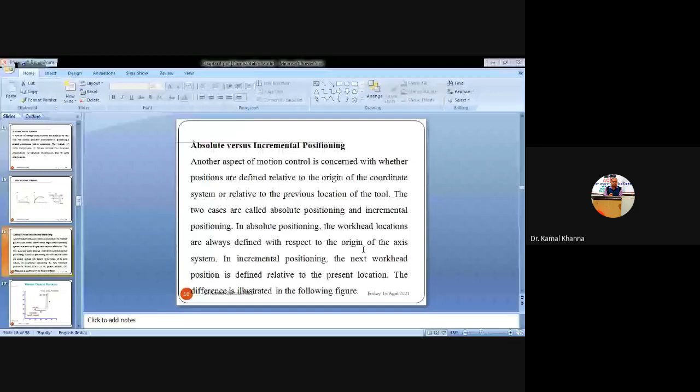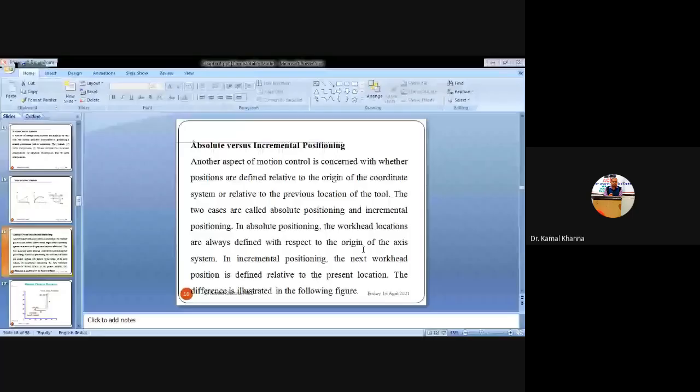In the absolute positioning system, the work head locations are always defined with respect to the origin of the axis system, whereas in the incremental system we have to assume that the previous position is considered as the origin for the next point of the tool to perform that particular operation. So you can consider this figure to see the difference between these two.